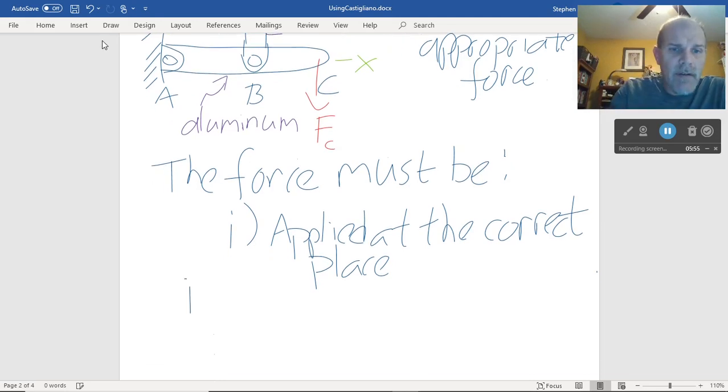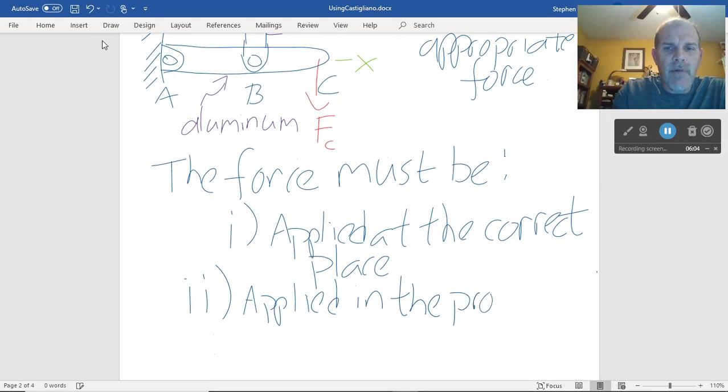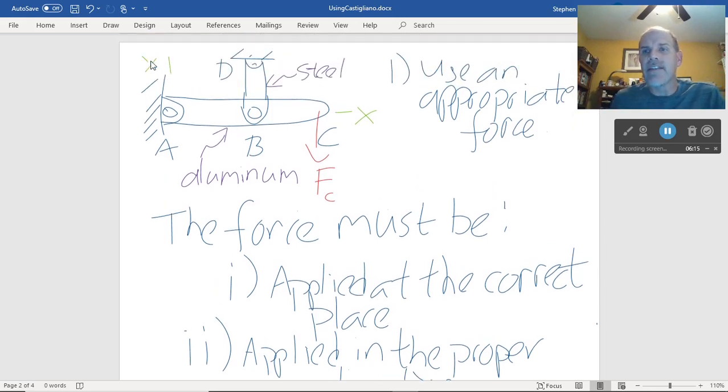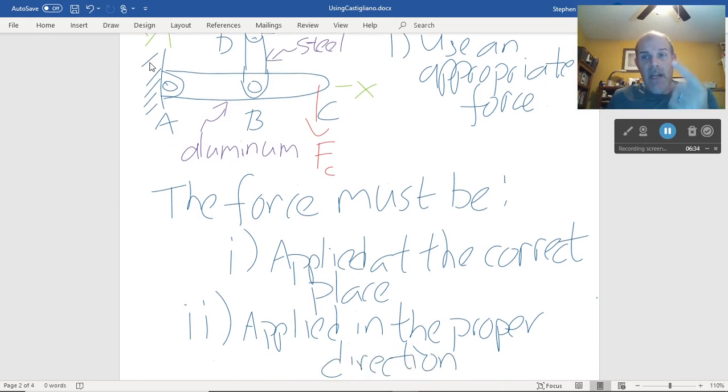The second point is that force must be applied in the proper direction. If I want the horizontal deflection of point C, I am out of luck, right? I need to add something else. That's where that dummy force Q comes in, right? I always call it Q. You may call it something else. That's fine, okay? If I want the horizontal deflection of point C, I need a horizontal force at point C. I don't see one. That's when you add one in, okay? That's what the second point says. It has to be at the right place and in the right direction.